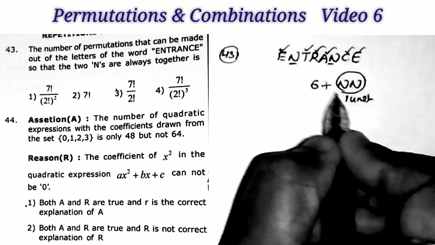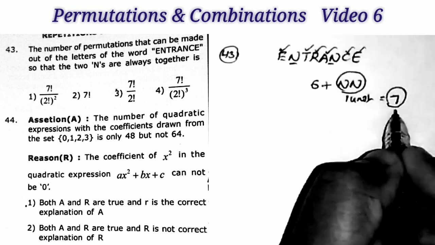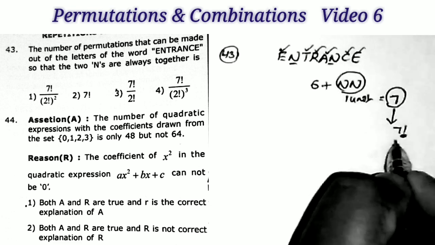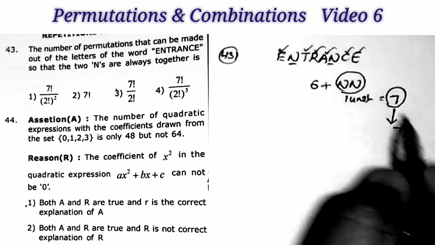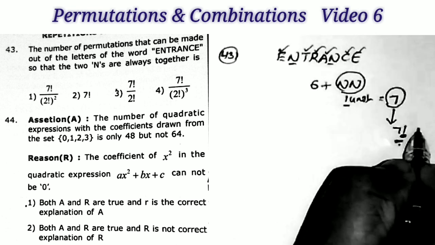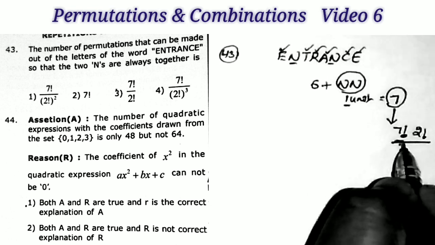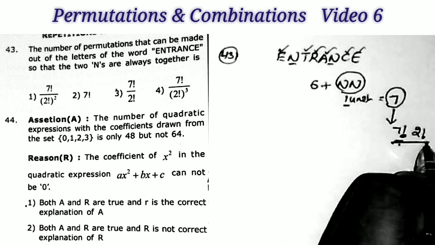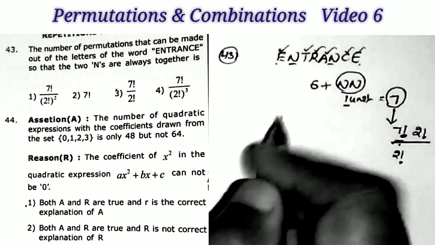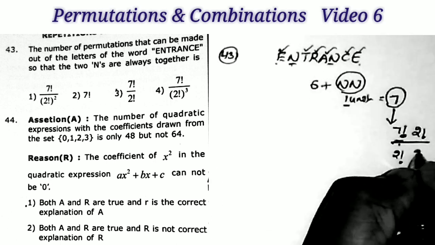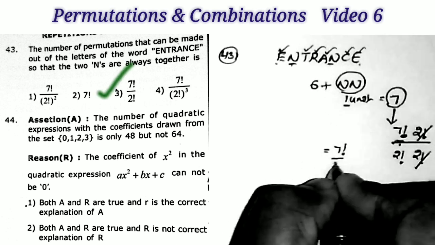So, 6 plus 1 unit is equal to 7. And we can arrange these 7 letters in 7 factorial ways. And the two ends are rearranged in 2 factorial ways. That is, the answer is 7 factorial into 2 factorial by. See here, E is repeated twice, that is 2 factorial. N is repeated twice, that is 2 factorial. Therefore, the final answer is 7 factorial by 2 factorial.